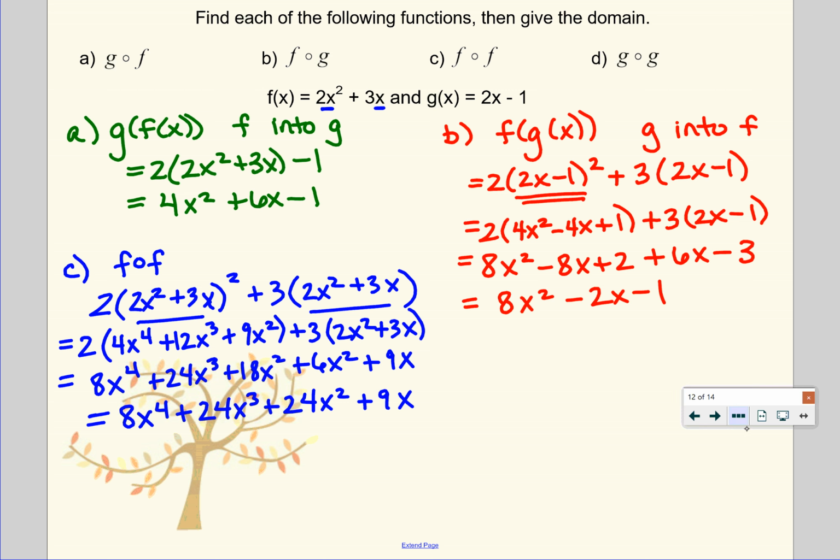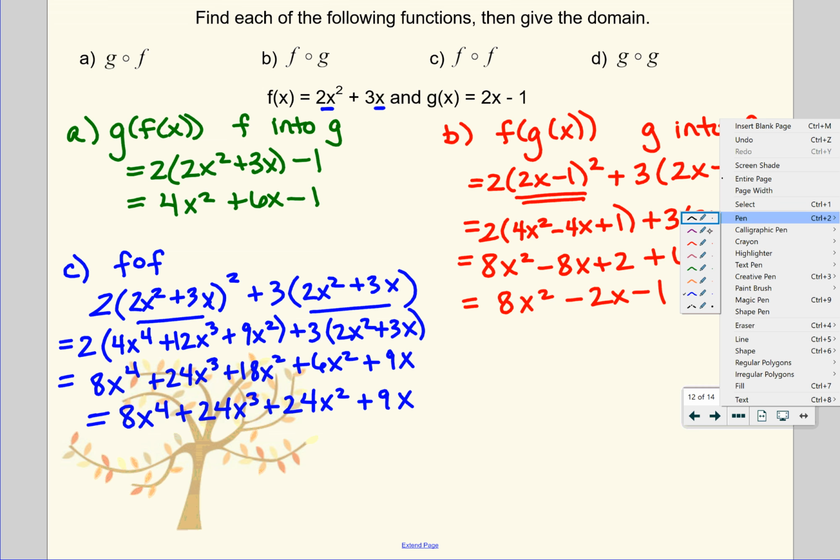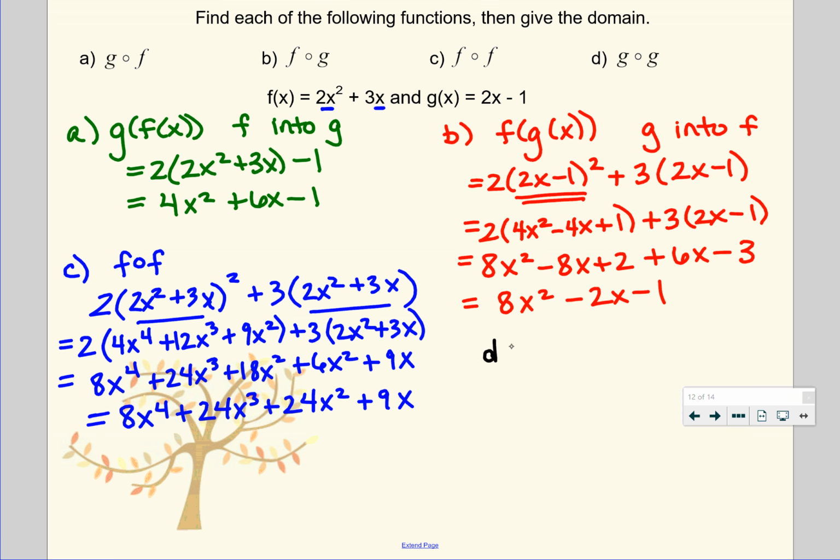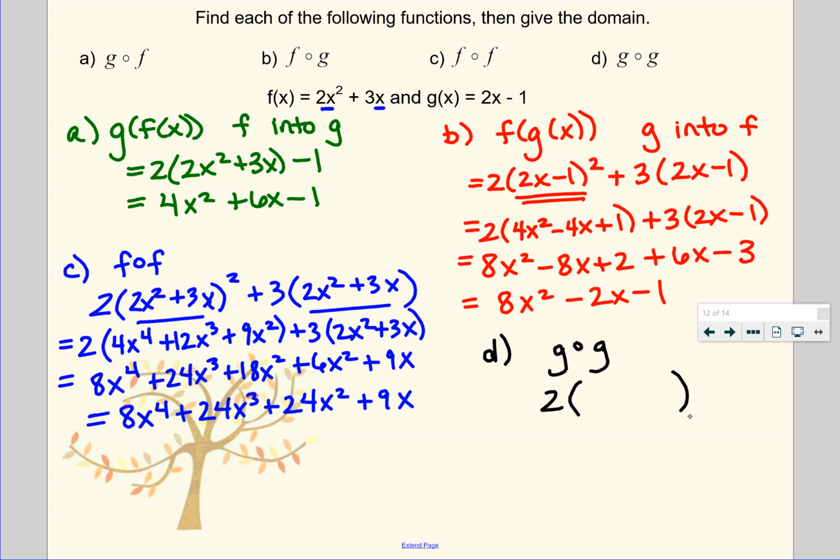Last but not least, g of g, which means plug g into itself. So again, try writing function g without the variable. Take the x out, so 2, leave a little bit of space where my variable is, minus 1. And then in the place where my variable was, I'm going to put all of function g, 2x minus 1.